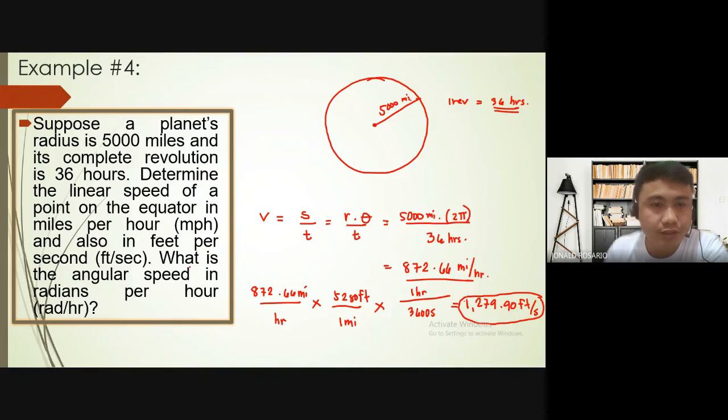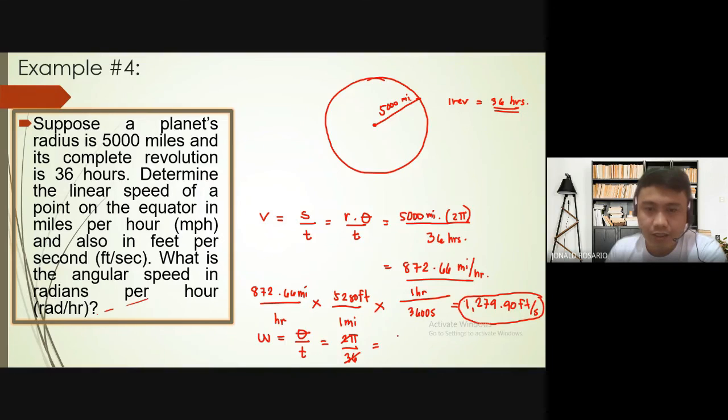And the second question is, what is the angular speed in radians per hour? So radians per hour is of course, the unit of our angular speed. We have our new formula. Angular speed is given us by theta over time. And our theta is given us by 2 pi. Yung isang revolution, that's 2 pi. Ang time natin is 36 hours. So 2 pi over 36 hours.